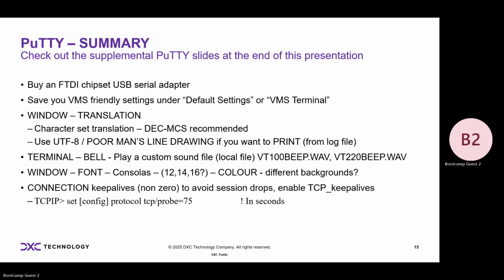The bell. I've actually got a couple of these, so you can create a custom sound file. And if you really want copies of these, my email address will be at the end of it. Send me an email and I'll send them to you. Store it in your music folder, and then under the actual profile, I've got VT100 beep and VT220 beep, so you can have your proper terminal sounds. And the Windows font, it defaults to Times New Roman. Yes, it's proportional, but it looks ugly. So I'd recommend Consolas.